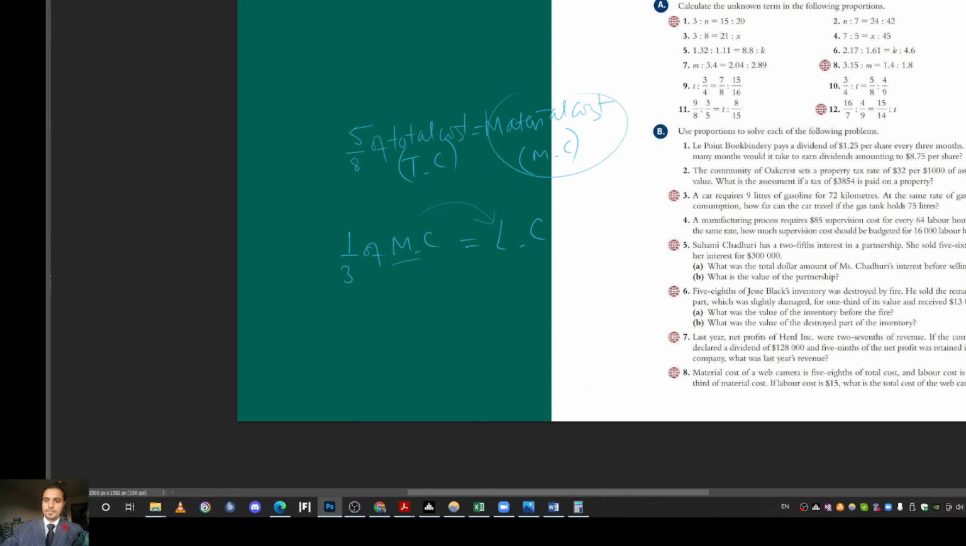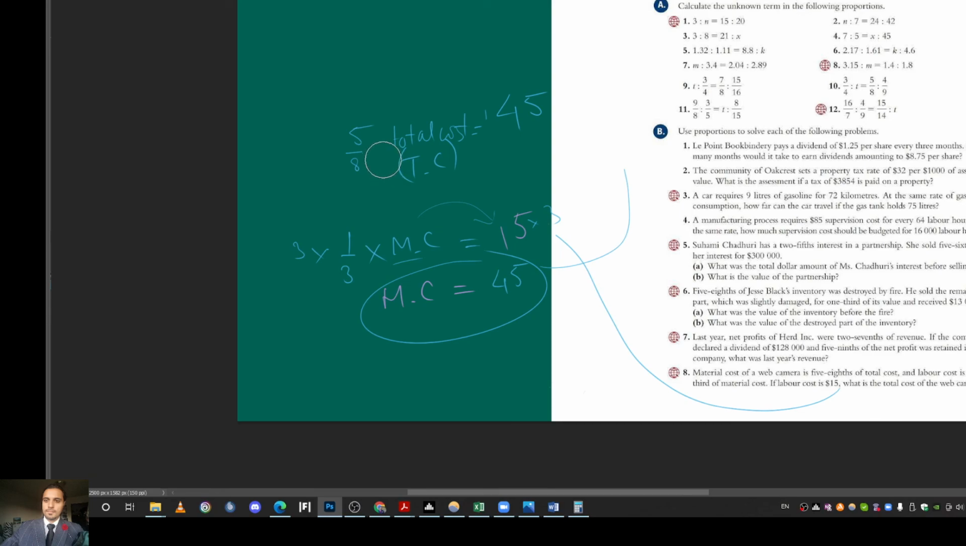So he's saying if labor cost is $15, what is the total cost of the webcam? So $15 gets plugged here, and this gets turned into a multiply sign. So this 3 is going to get multiplied over there, because there's going to be 3 multiplied here and 3 multiplied here. And then you have MC equals 45. That's your material cost. And then this gets plugged here, 45, and this becomes a multiply sign. Then we multiply 8 here and 8 here.